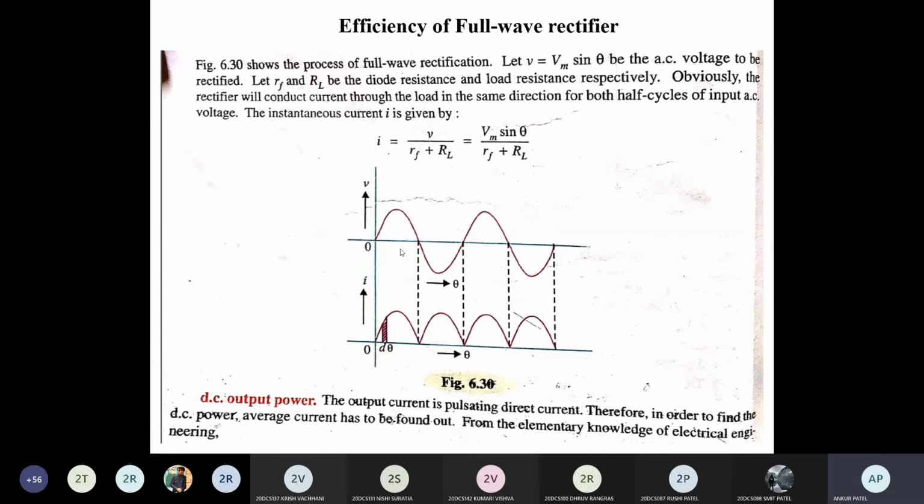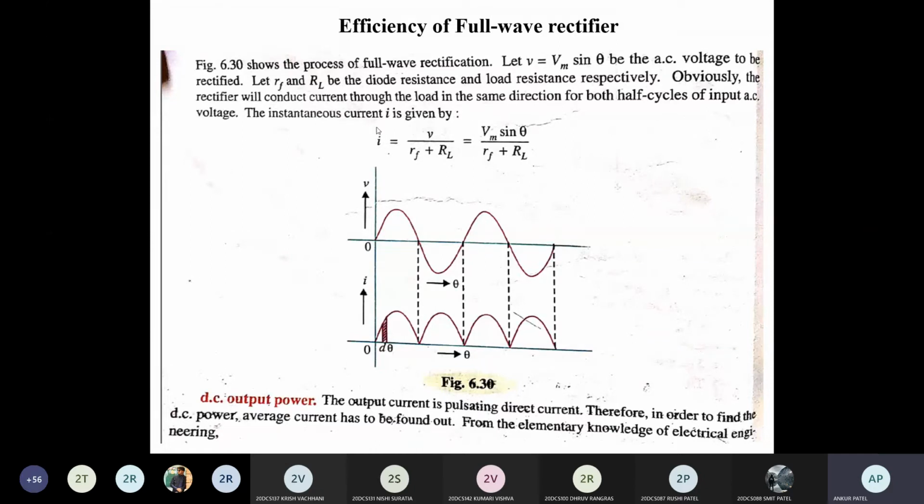Okay, so this is the waveform of the input. Now, due to conduction of the diode, we get this kind of waveform. This is the input voltage and this is the output current, I versus T. This is the integral portion taken to get the average value. So let V equal Vm sin theta, that is the applied voltage, RF is the forward internal resistance of the diode, and RL is the load resistance.